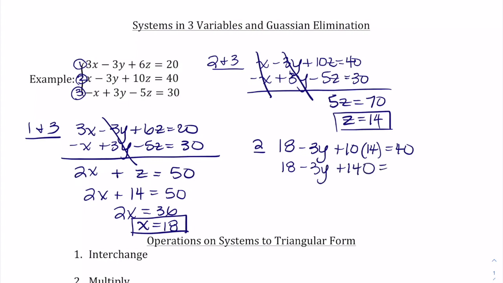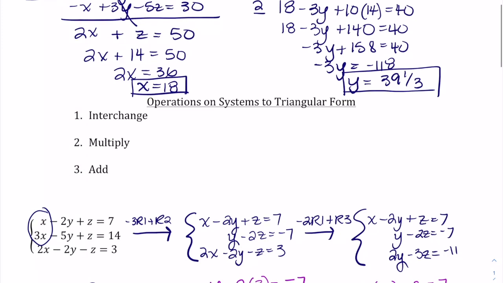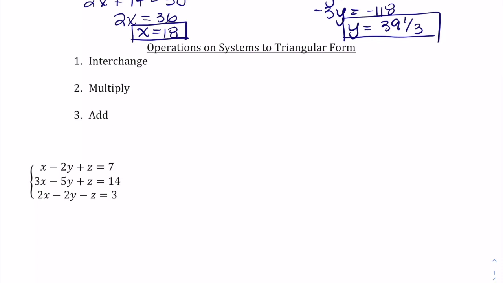So that's 140 minus 3y plus 158 is equal to 40. Negative 3y is equal to negative 118. Divide both sides by negative 3. And we end up with 39 and a third. Again, for these problems, you can do lots of combinations, lots of different steps to get you to that solution. When we get to the next step, which is Gaussian elimination, we want a triangular form.